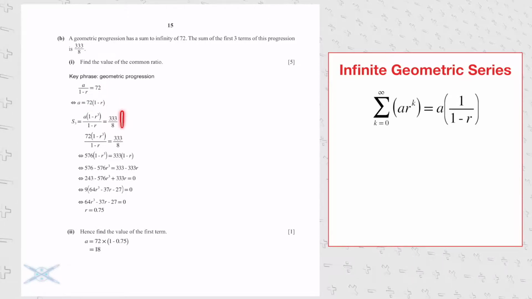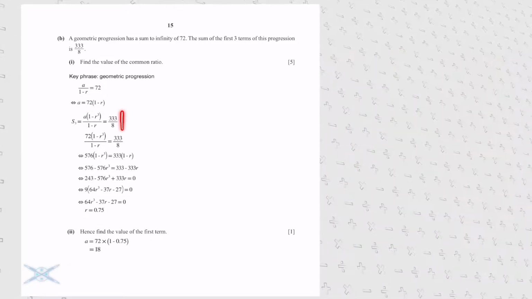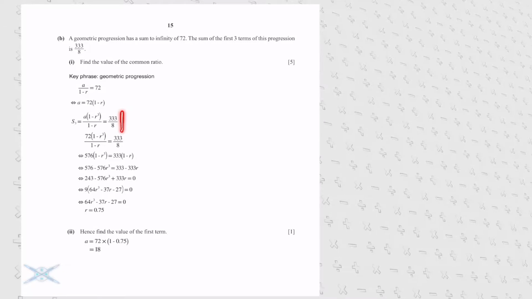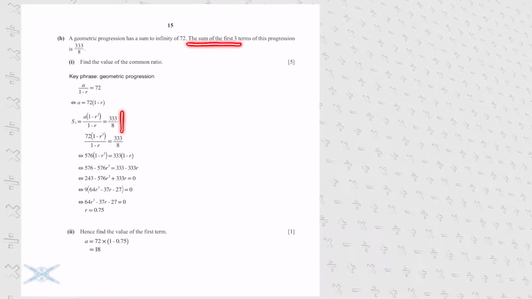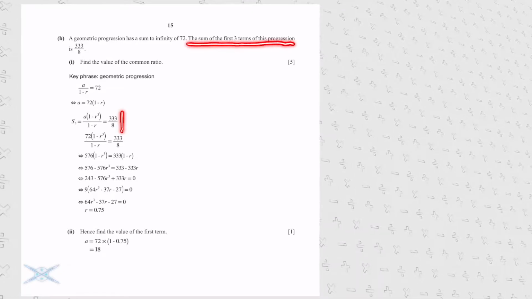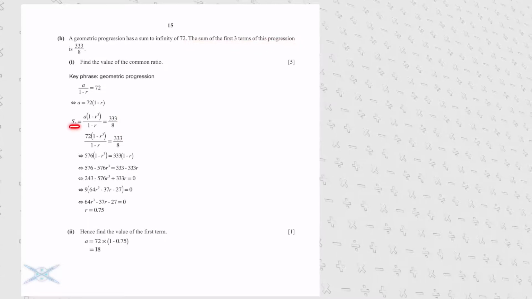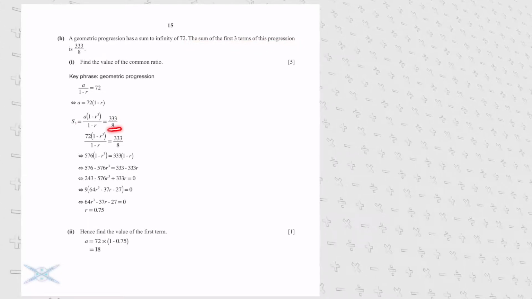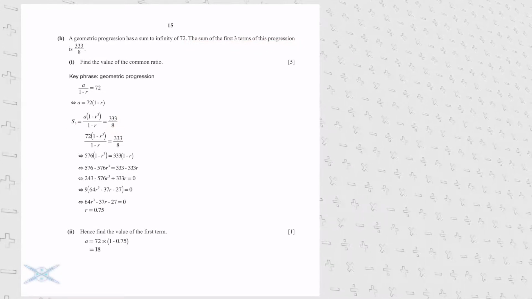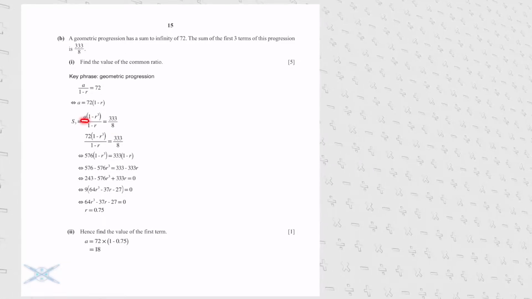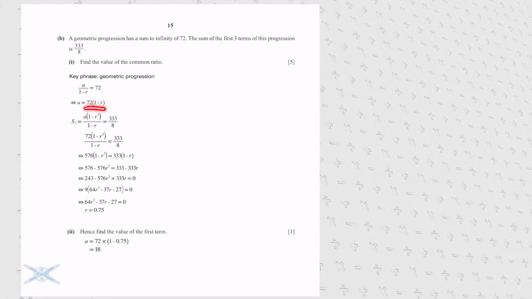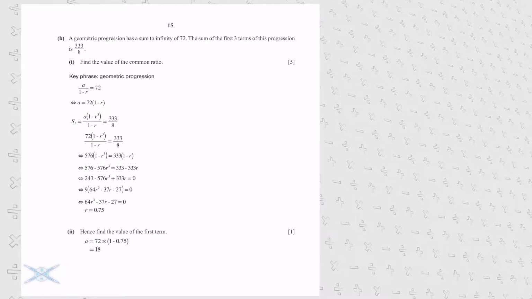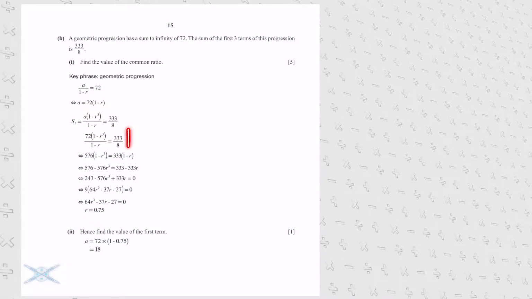In the second step, using the formula to determine the sum of a geometric progression, we can use the second part of the statement saying that the sum of the first 3 terms of the progression, S3, equals 333 over 8. What we can now do is substitute a with the expression 72 multiplied by 1 minus r, and in doing so we just need to determine the value of r.